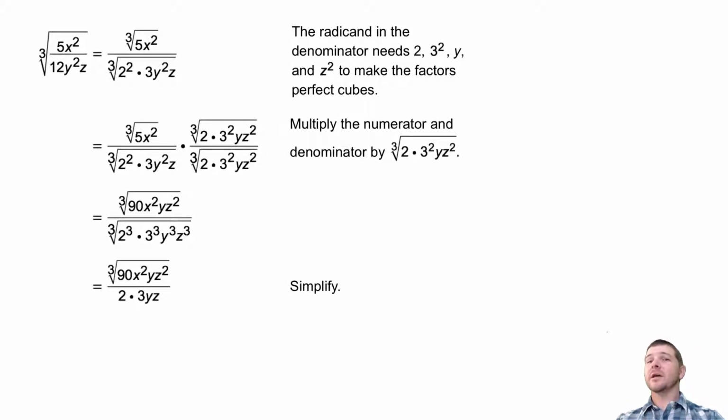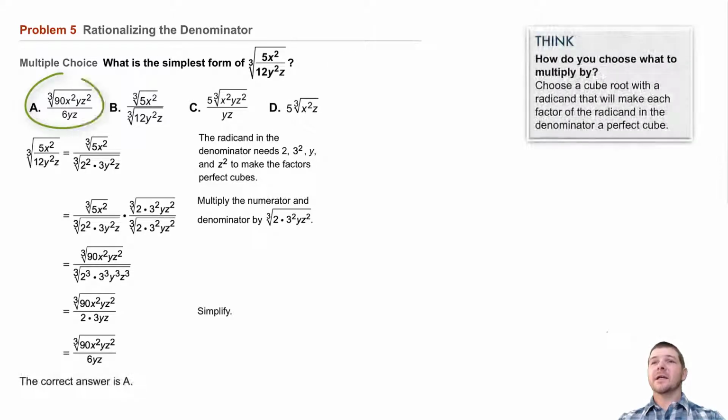This becomes the cube root of 90x squared yz squared over 2 times 3yz. And then we simplify and get the cube root of 90x squared yz squared over 6yz. So the correct answer is A.